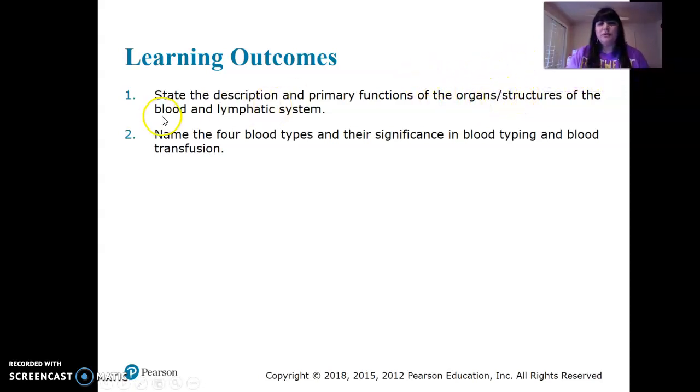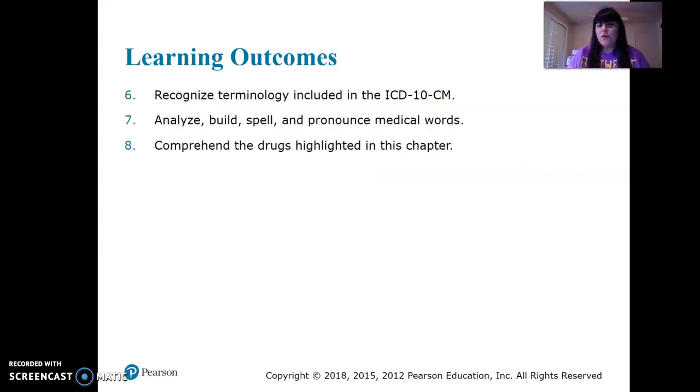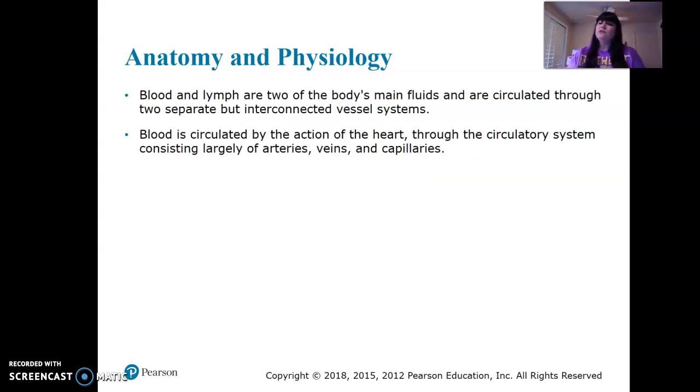Okay, so learning outcomes: the primary functions, organ structures of blood and lymphatic; blood types, we'll talk about them and why they are important; functions of the lymphatic system, what's the immune system, especially right now, understanding immunity; of course, terminology, medical words, and drugs highlighted in the chapter; some tools, lab tests, abbreviations. All right, so let's get into it.